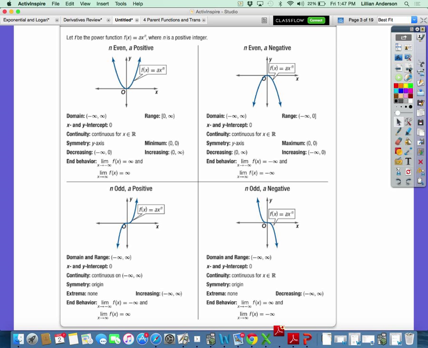Yes? Did you want us to fill in all the white stuff? Yes, because I'm going to go over all of it.